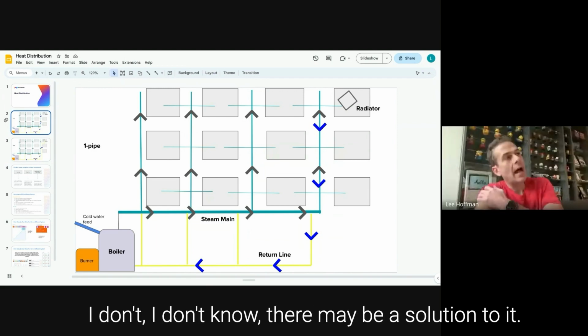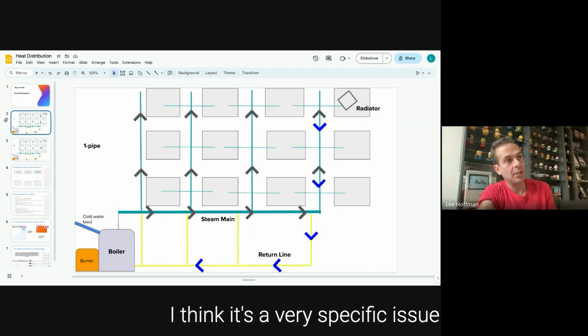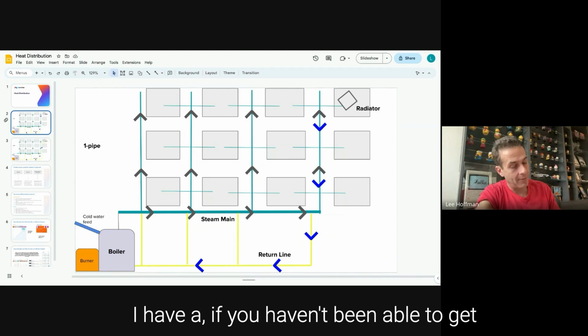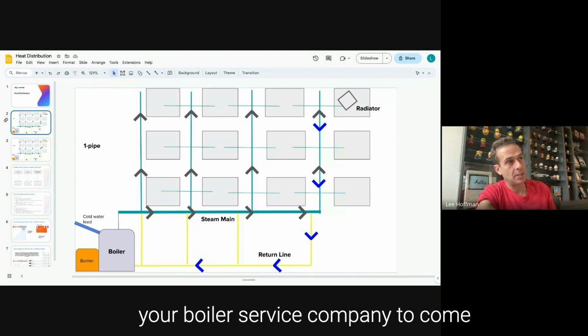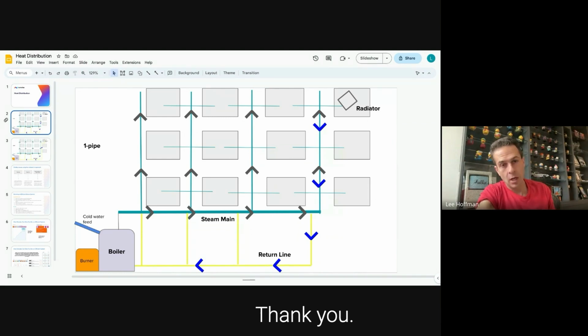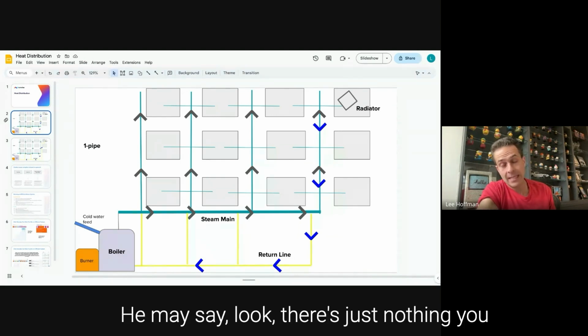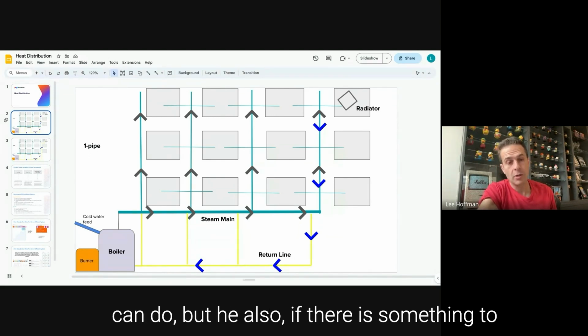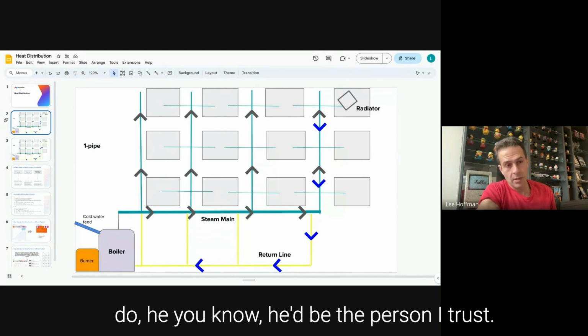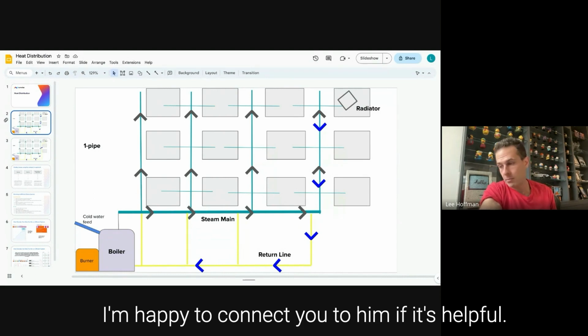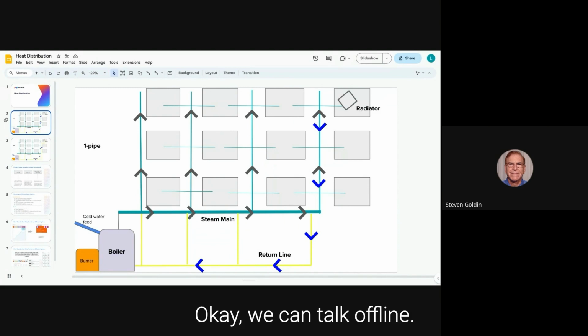Steve, I don't know. There may be a solution to it. I think it's a very specific issue that requires an engineer's touch. If you haven't been able to get your boiler service company to come up with something smart, I know one of the top engineers in the city whose judgment I would trust. He may say, look, there's just nothing you can do, but if there is something to do, he'd be the person I trust. I'm happy to connect you to him if it's helpful. Okay, we can talk offline.